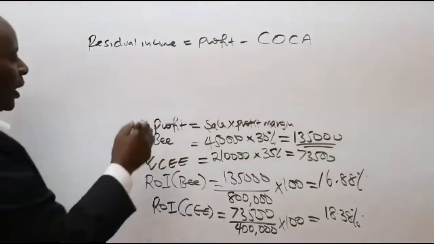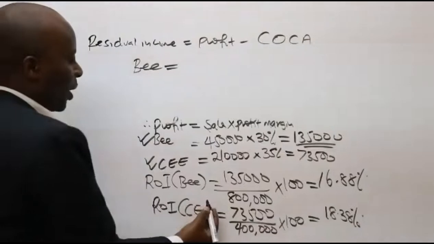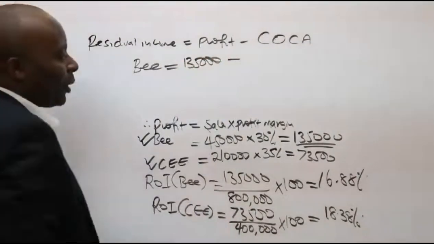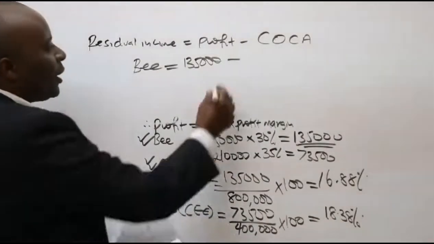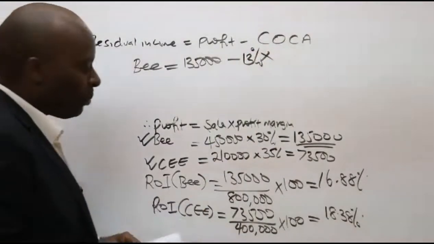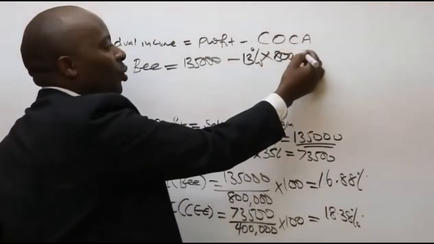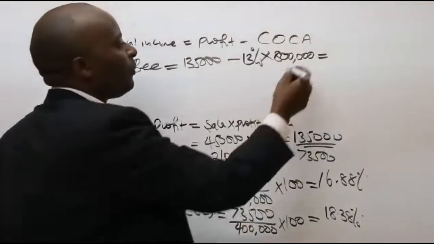So I'll start with B. Am I able to see the profit of B? Oh, yes. The profit of B is 135,000, minus cost of capital employed. Yes, I know that the cost of capital is given in note 1, which is 13%. So 13% of the total capital employed in B, which is 800,000. Could you kindly give me these answers? People are giving me 31,000.